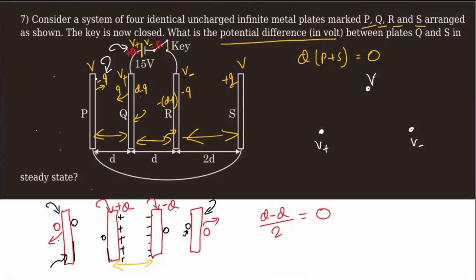Between V plus and V, there is one capacitor. So this is this surface and this surface. This capacitor will have capacitance equal to epsilon naught A by D, where A is the area of the plate, right? So let us call it C. And then between V plus and V minus, there is one capacitor. So this also will have capacitance equal to C.